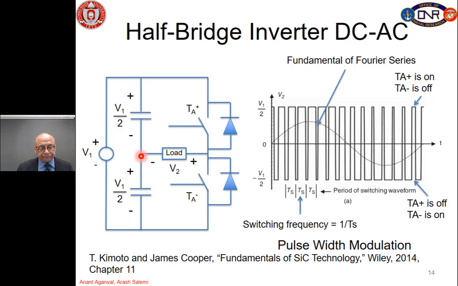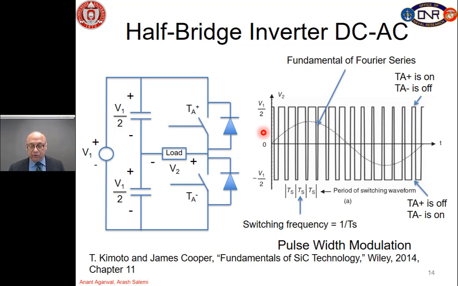Now, on the right hand side, we show the waveforms for the output voltage V2 across the load. So, when the TA plus switch, when the top switch is on and the bottom switch is off, you can see the voltage across the load V2 would be V1 over 2. And when we reverse the conduction of the switches such that the top switch is off and the bottom switch is on, then the voltage across the load is minus V1 over 2.